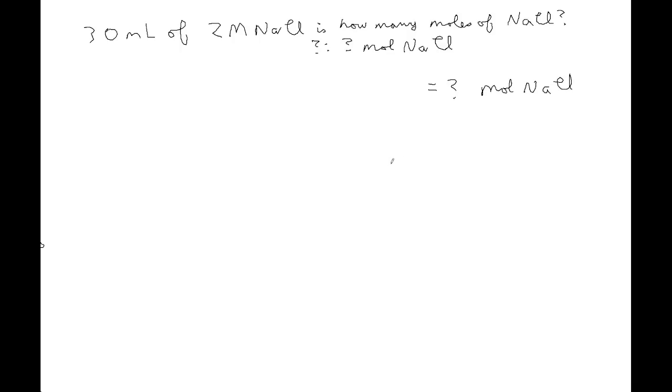Well, we can say, we can take 30 milliliters and then multiply it by 1 liter and divide it by 1,000 milliliters to get liters. That way the milliliters will cancel out. Good. And then we'll be left with liters.